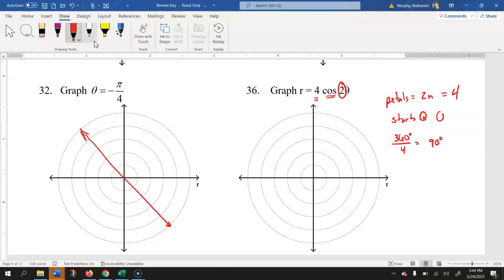So starting at 0 degrees, going out 1, 2, 3, 4, this will be my first petal. And then we're going to go 90 degrees more, 1, 2, 3, 4. There's our second petal, and then 1, 2, 3, 4. There's our third petal. 1, 2, 3, 4. Here's our fourth petal.